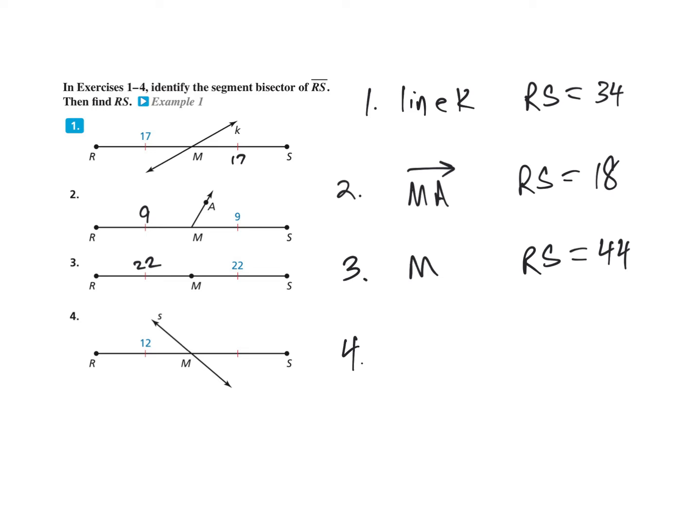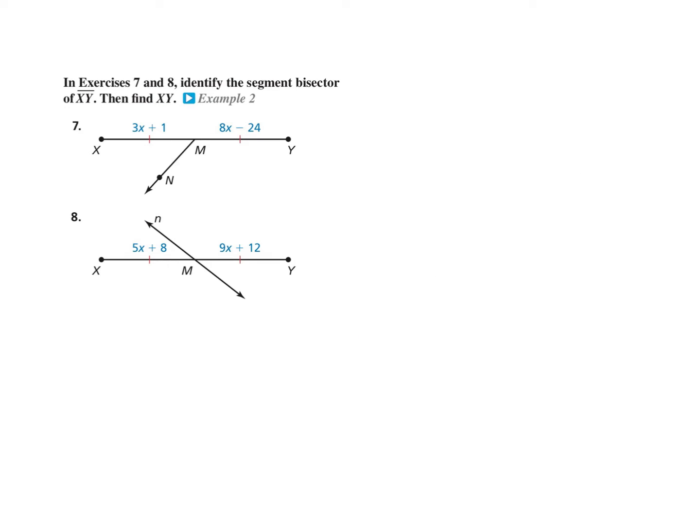And number 4, the segment bisector is line MS. And RS again is 12 and 12, which is 24. Next, identify the segment bisector of XY. Number 7, the segment bisector is ray MN.